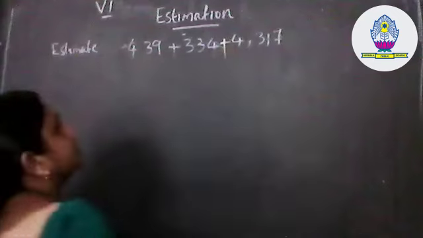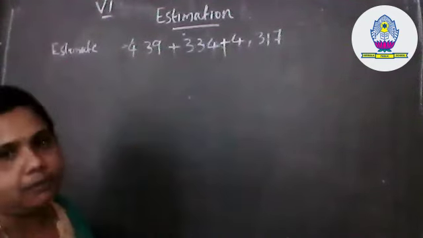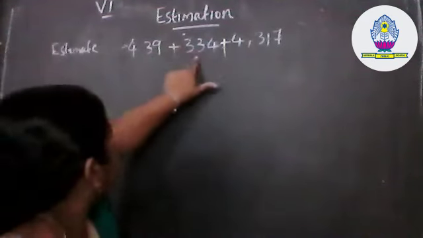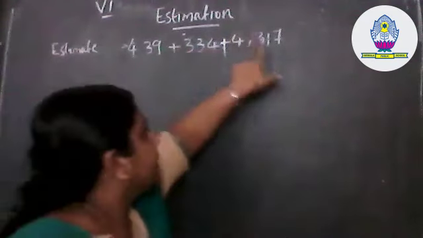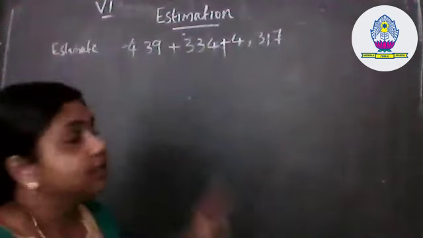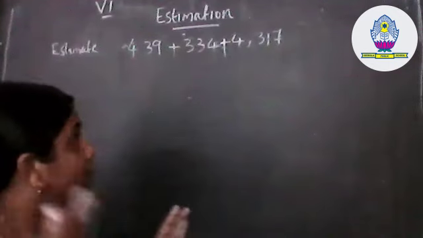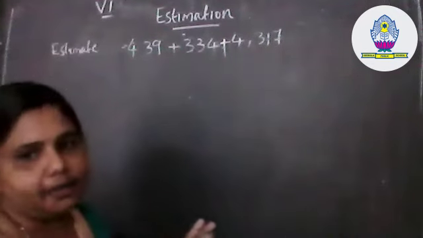Here we have 3 numbers and we find the estimated sum of these numbers. The first 2 numbers have 3 digits, but the last number has 4 digits. So we convert the 3 numbers by rounding off to the nearest 100.